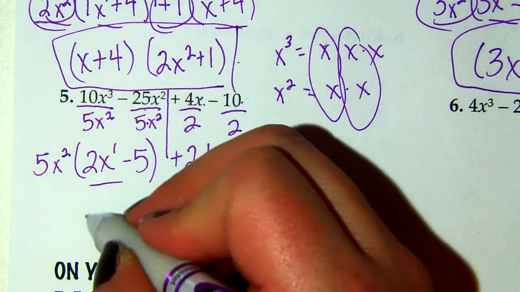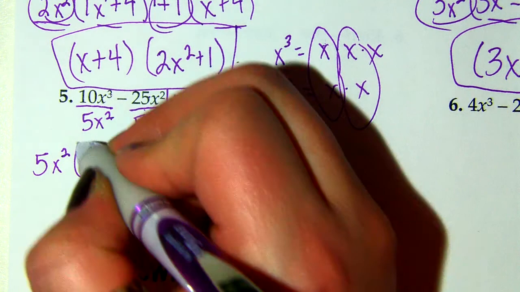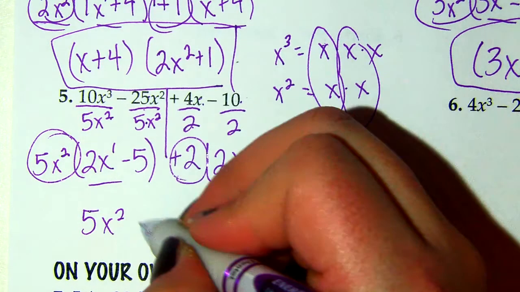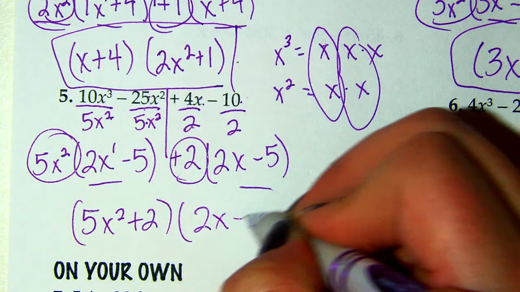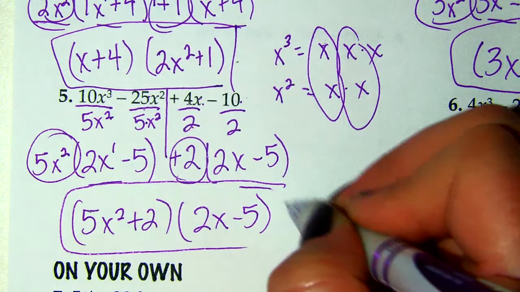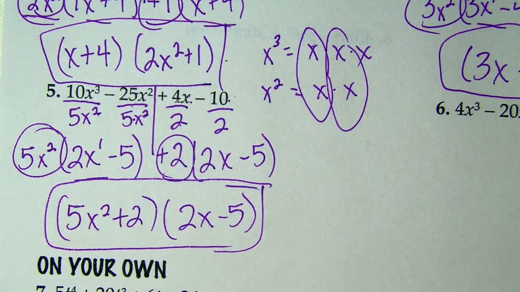So I'm going to write it the other way this time, just so you can see it doesn't matter. Those 2 go in one set of parentheses, and then this one that matches goes in the other. We're only writing it one time. Okay, we've got one more, number 6.